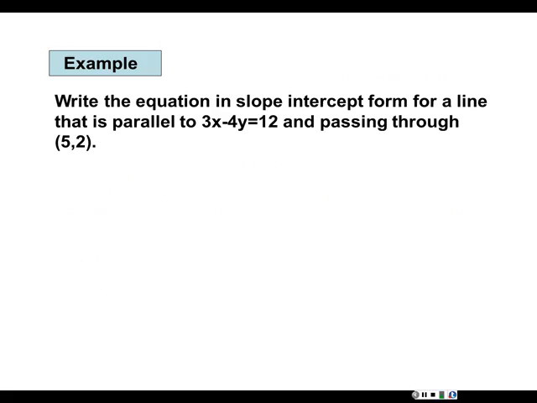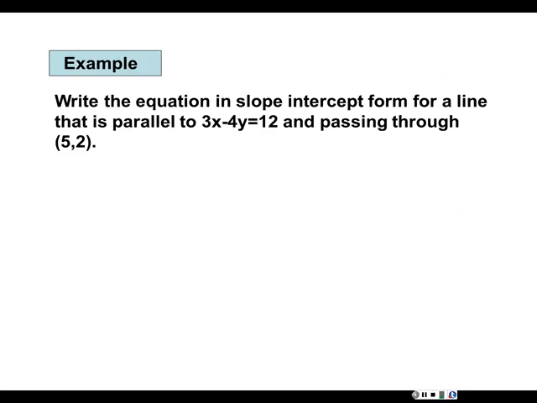Now, this is another problem. Similar problem. You are given a line, and you have to find another line which is parallel to this, and which is passing through (5, 2). Again, you have to tweak this equation a little bit to go to the y equals mx plus b form, so that you will know what the slope is. Once you know the slope, that will be the slope for your new equation, because both of the lines are parallel.